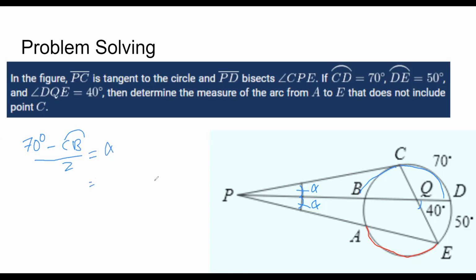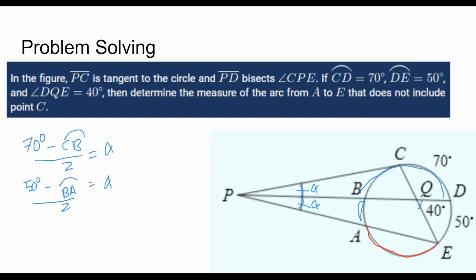And then we're going to do the same with the other alpha. We're going to say 50 degrees minus arc, this time this one here, arc BA, over 2 is also equal to alpha. Is everyone following so far? Yeah. Okay. So now let's look at what other information they gave us.